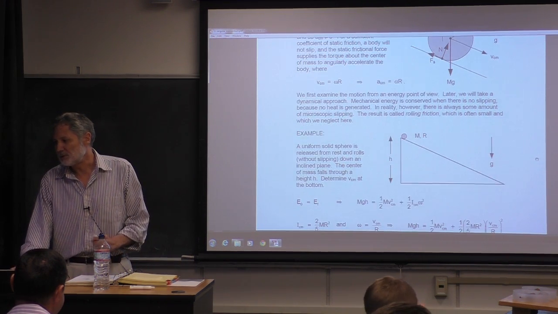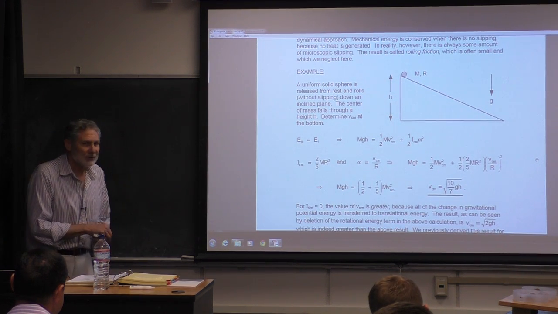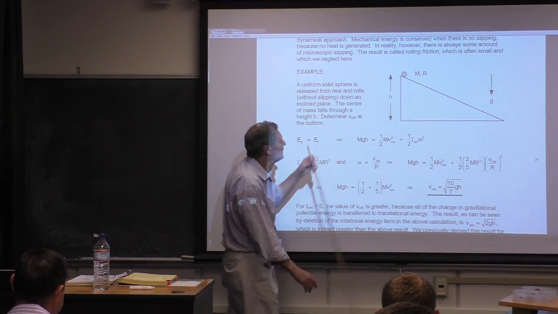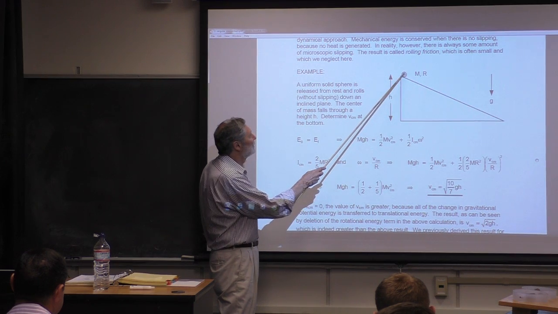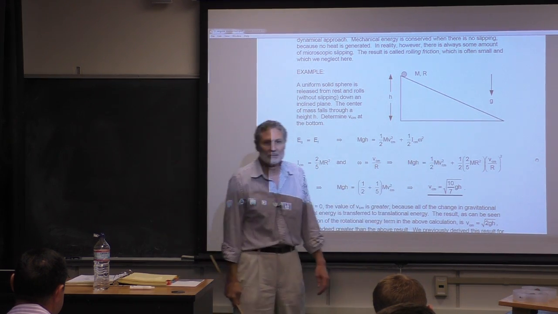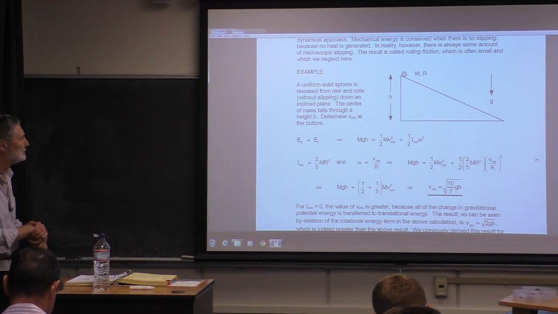Okay, so let's do a problem using the energy approach. Let's just do a simple problem. We have an inclined plane in a uniform gravitational field. We release a uniform solid sphere from rest at the top, and we want to find the velocity at the bottom. It rolls, we're told, without slipping.